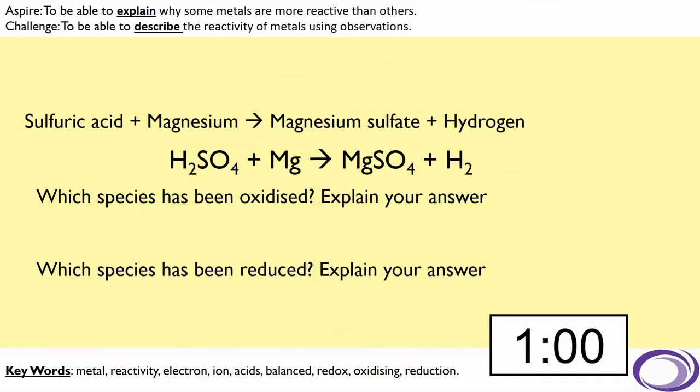So I'd like you to use the equation on the screen to identify which species has been oxidised and explain your answer, and which species has been reduced, and explain your answer for that also.